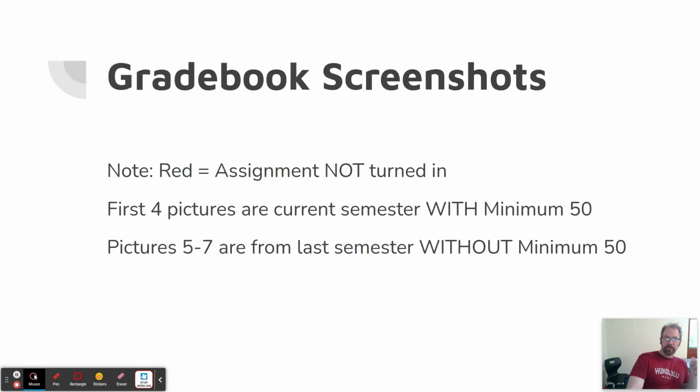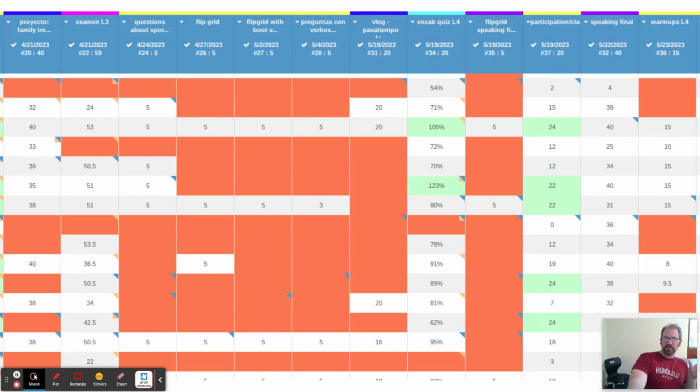I have some gradebook screenshots for you, and of course, there are no student names or any identifying data like that. But what I want you to look at is the red. Red boxes signify assignments that weren't completed or weren't turned in. So this is my good Spanish 1 class this semester with the minimum 50. This is like the last 4 or 5 weeks or so of school. Again, red is didn't do it.